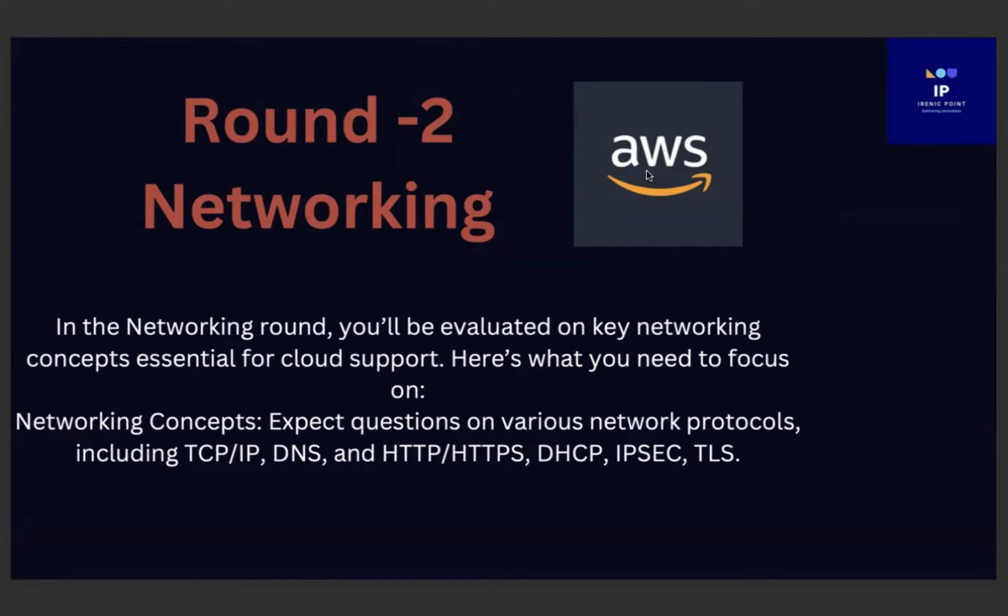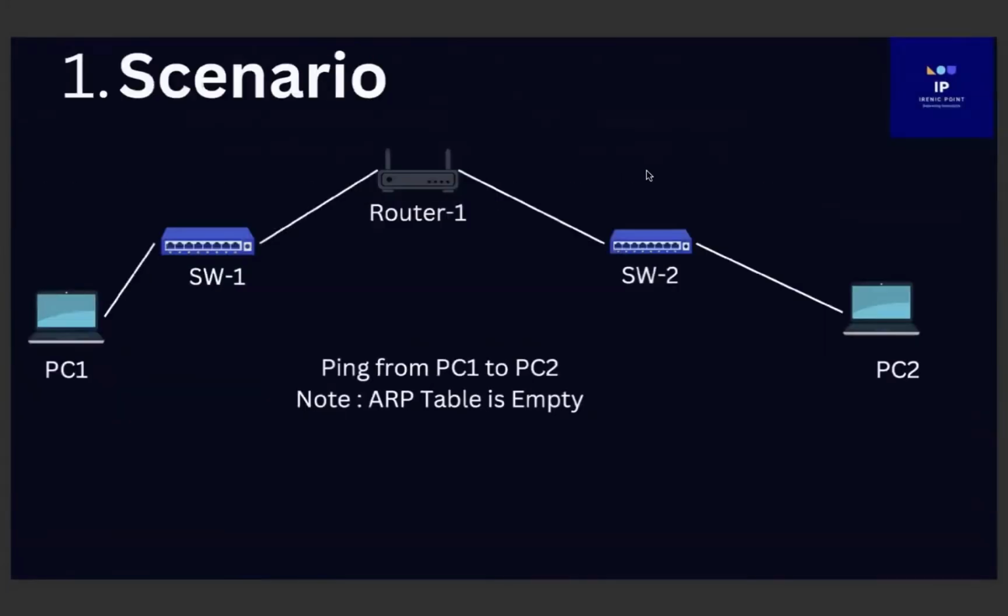The first question that I got was a scenario where I was given one diagram. We have PC1 in one network, and PC2 in another network. The challenge here was to ping from PC1 to PC2. They also provided me some IP addresses, and the ARP table was empty. You can do probing as well. You can ask for the MAC table and routing table as well.